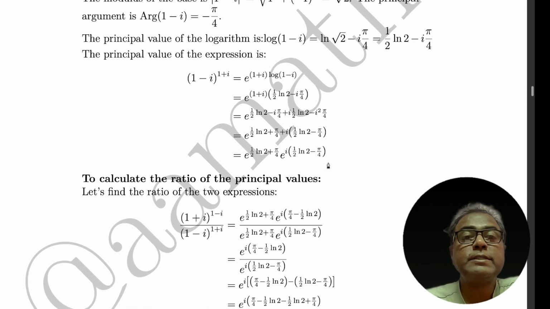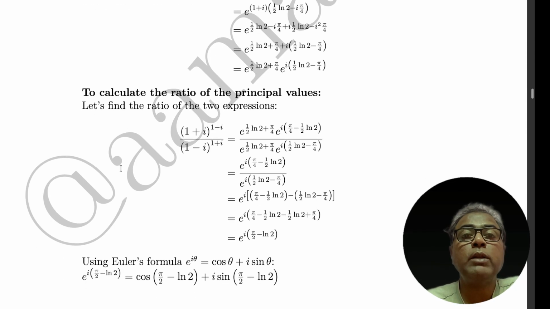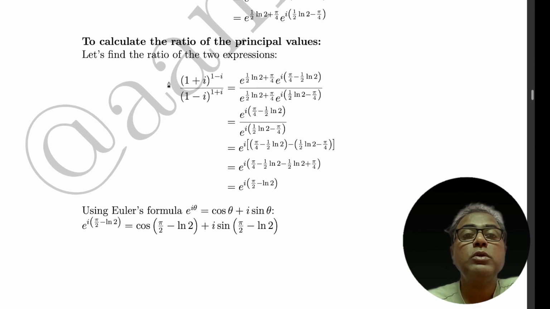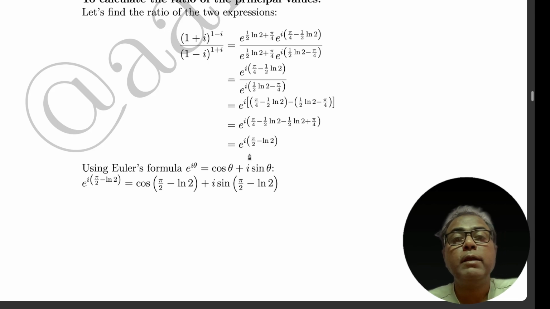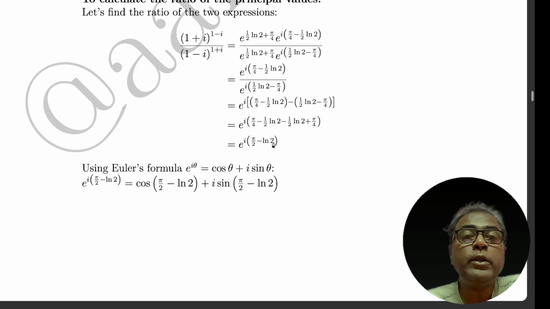So we get this. Now calculate the ratio of the principal values. The real exponential parts cancel, and taking i common, after simplification we get e^(pi/4 + pi/4), so pi by 2, and this equals e^(i(pi/2 − ln 2)).